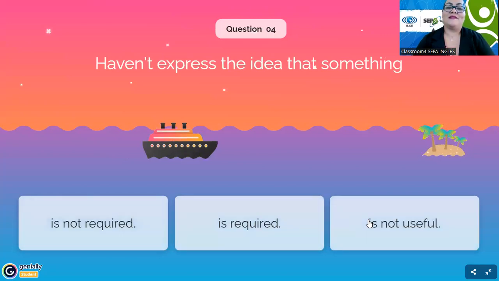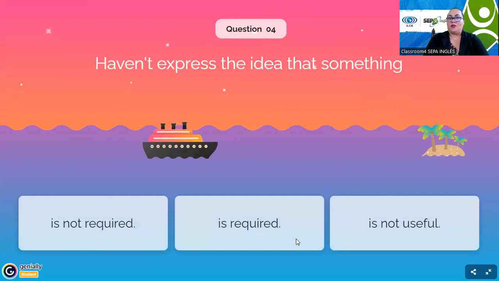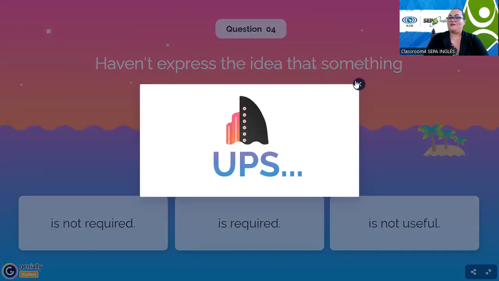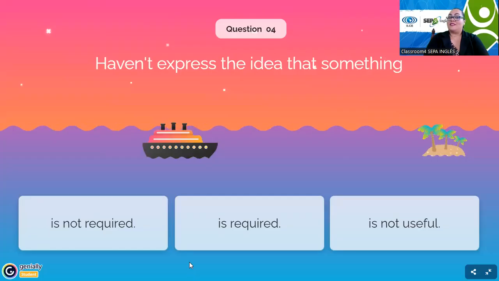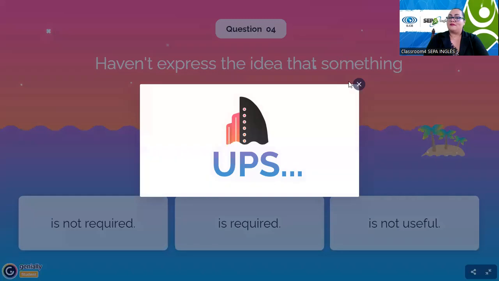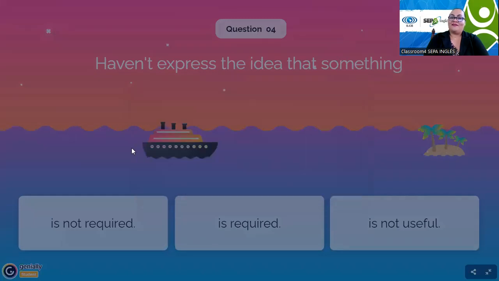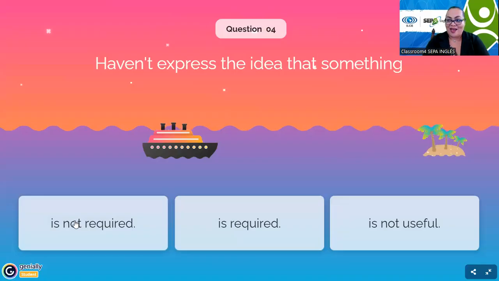Haven't expresses the idea that something is not required, is required, it's not useful. It's not useful? No. Haven't expresses the idea that something is required? No. Haven't expresses the idea that something is not required.